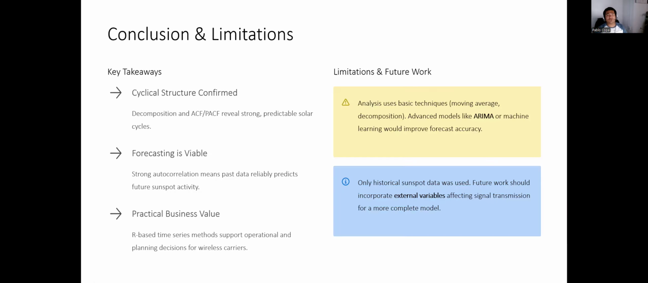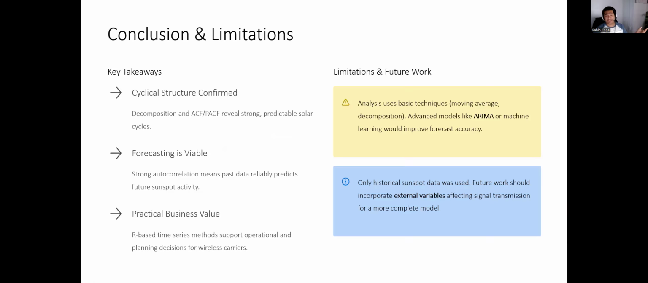The decomposition showed that the data had trend and repeated structure, and the ACF and PACF showed that the past values were related to present values. From a business perspective, these results can help wireless carriers prepare for possible signal disruptions during periods of high solar activity. The analysis supports the idea that historical data can help companies plan ahead.